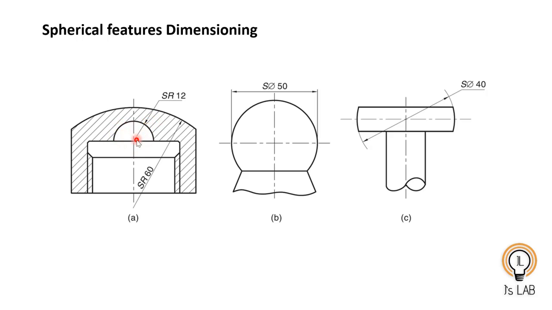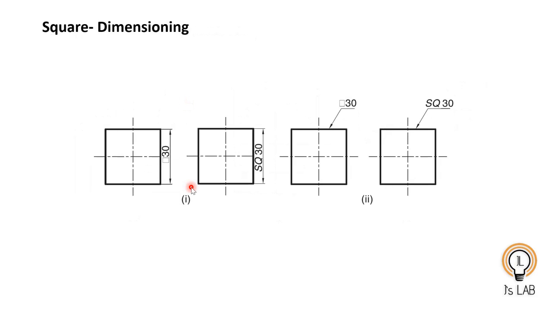So you can provide a leader line and write SR12, meaning that it is a spherical feature of radius 12 mm. Now square dimensioning. If you write a dimension like this, put a square and write 30, it means this is a square, that is, all sides are equal length. Or you can provide SQ30, or using a leader line put square 30 or SQ30. All are correct.